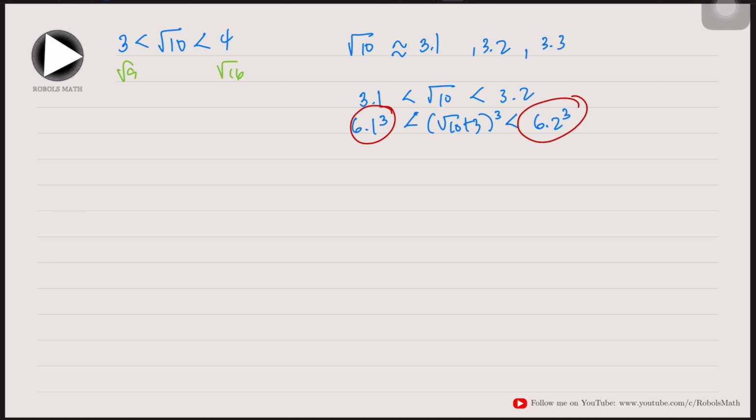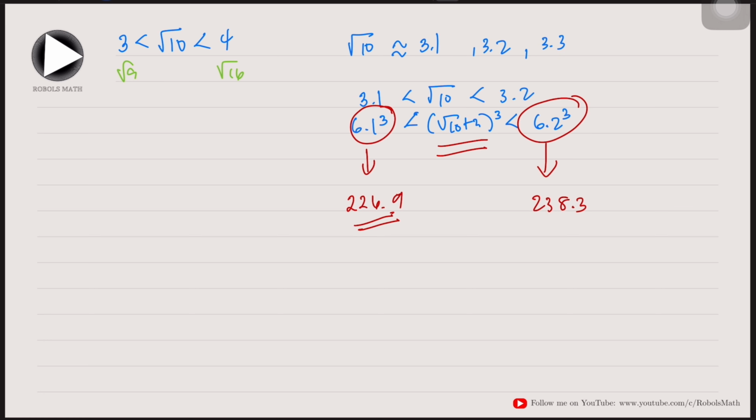And I'll save you the trouble, and I'll evaluate this with a calculator just to prove a point. This value is about 226.9, and this is about 238.3. Now, even if we do this method, this will still give us a range between 227 and 238. And that won't give us the value that we want, because we want the exact number that is the closest to square root of 10 plus 3 quantity cubed.